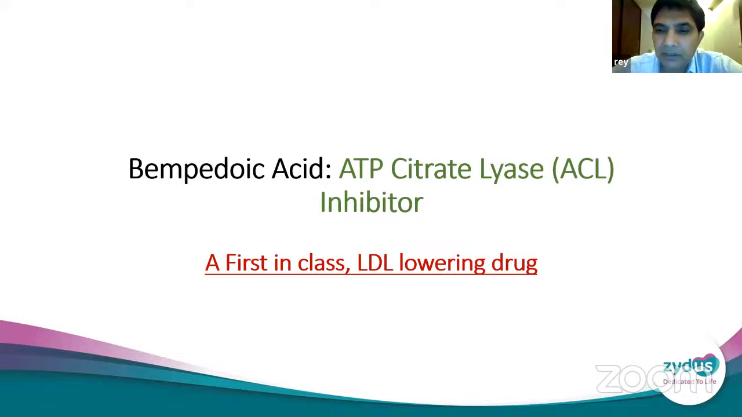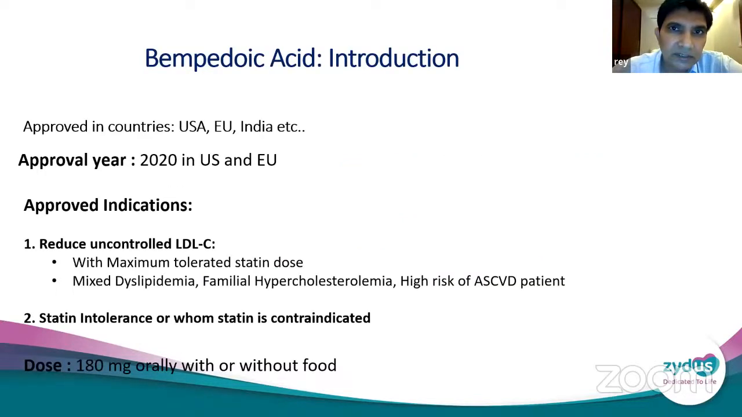So this newer molecule is beneficial in this regard. This is bempedoic acid, an ATP citrate lyase (ACL) inhibitor, the first in class in the LDL lowering group. Bempedoic acid is approved in the US, Europe, and India, with approval in 2020 in the US and Europe. The indications for approval are uncontrolled LDL cholesterol on the maximum tolerated statin dose, mixed lipidemia, familial hypercholesterolemia, and high risk for atherosclerotic cardiovascular disease patients. And number 3, statin intolerance or where statins are contraindicated. The dose of bempedoic acid is 180 milligrams orally with or without food.